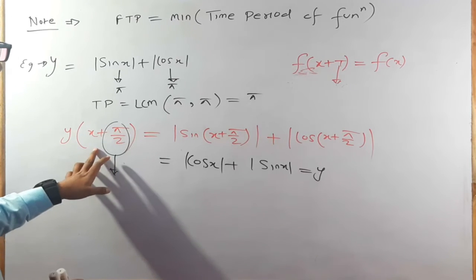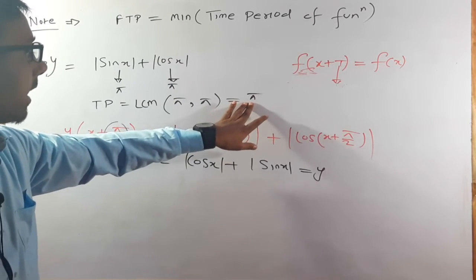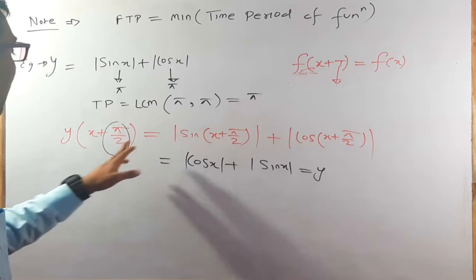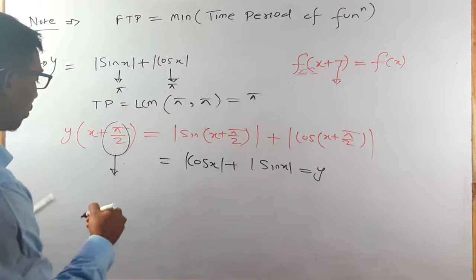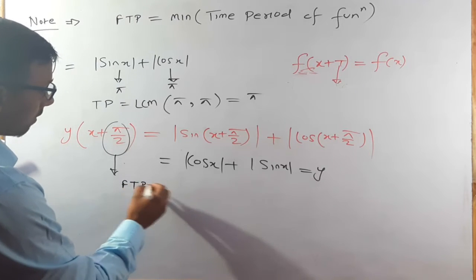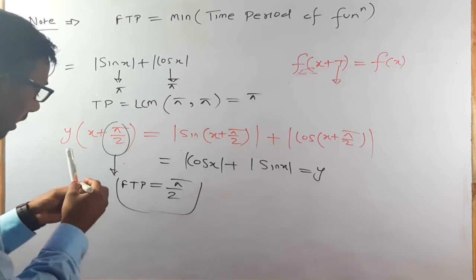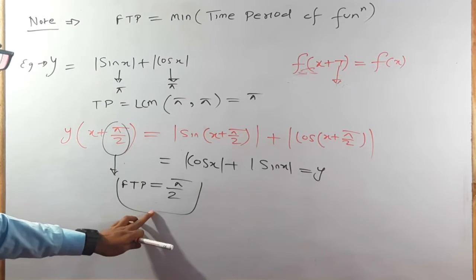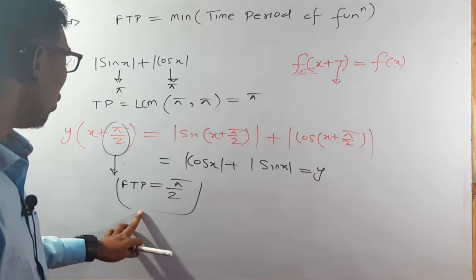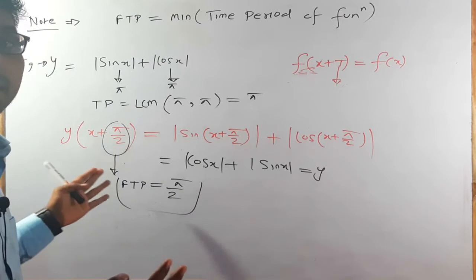Because we calculated pi as a time period, but we have minimized this time period to a minimum value, and we are getting pi by 2. So this is the fundamental time period of the function. This is going to be pi by 2. This is how we can calculate the fundamental time period of a function. We need to go with the hit and trial method to get the fundamental time period of the function.